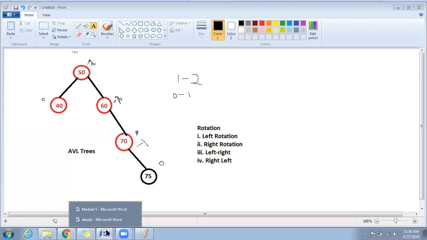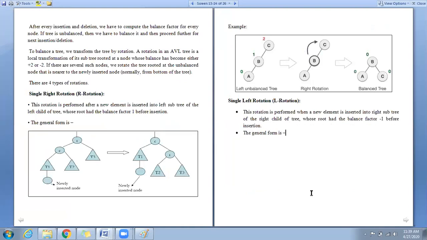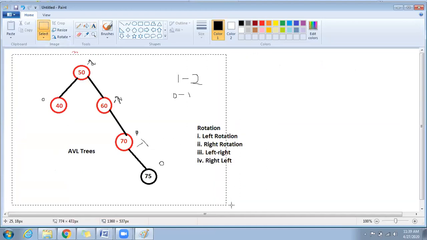Okay, guys. See, I told you the balance factor is equal to the height of the left subtree minus the height of the right subtree. I told you there are 4 types of rotations. If I explain like this, you will get confused. I will start with a very simple example. So please try to understand. Guys, everyone start listening. If you don't listen, definitely you cannot understand.